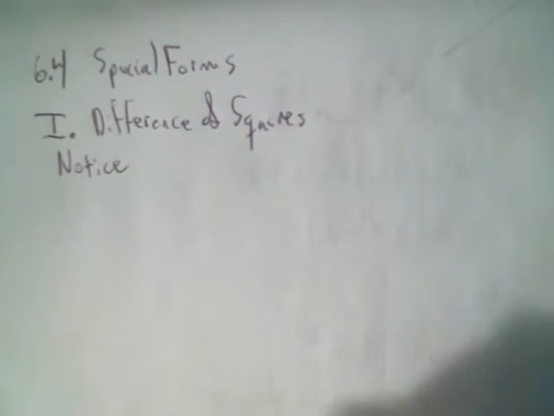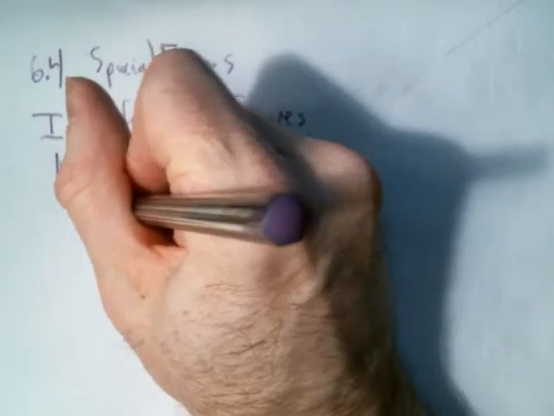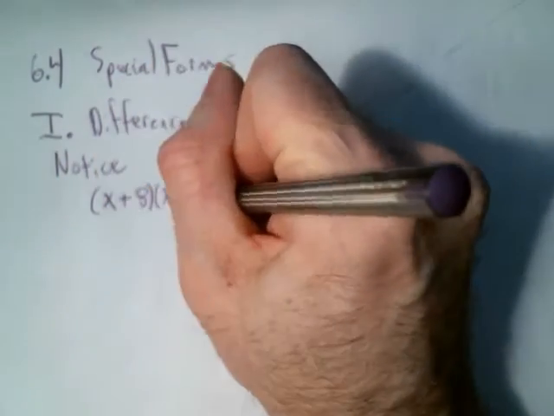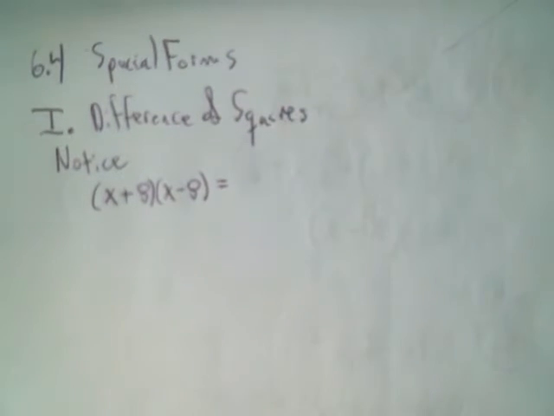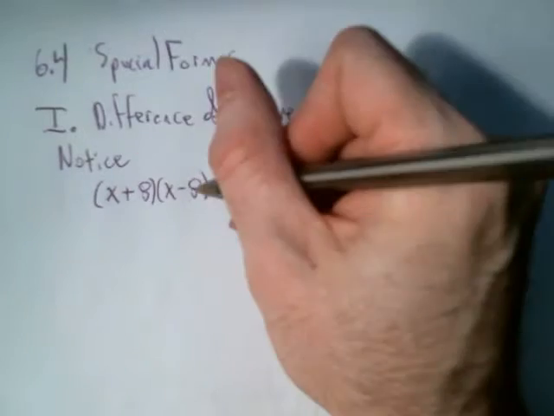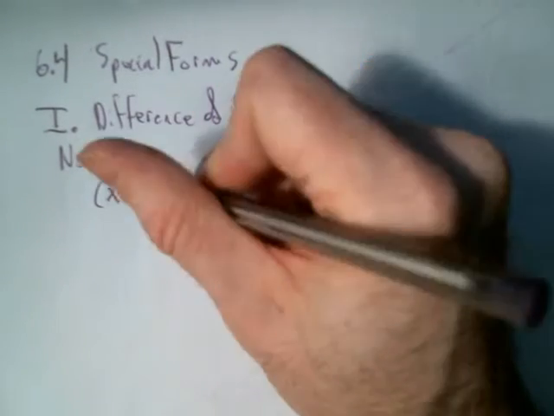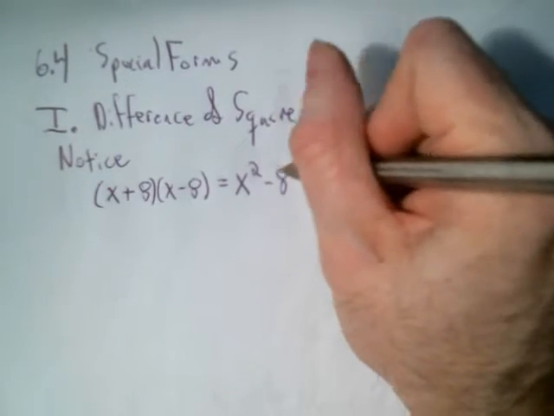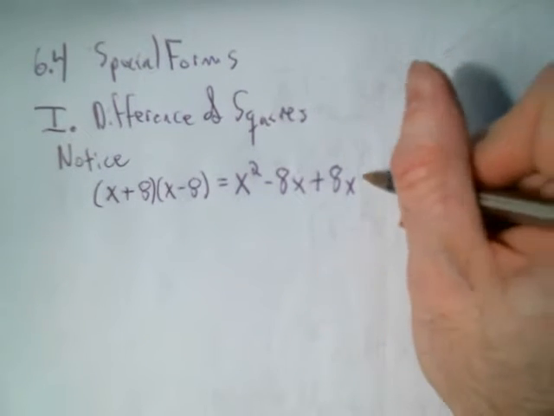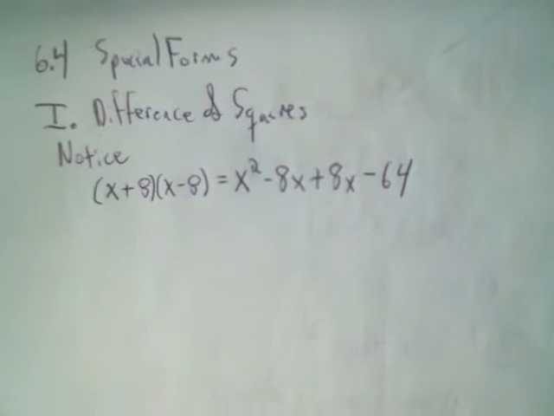Okay, so notice what happens when you FOIL the following. So we have x plus 8 times x minus 8. You're going to do your first, outer, inner, last. So first, x times x is x squared. Your outer, minus 8x. Your inner, plus 8x. And then your last, minus 64.